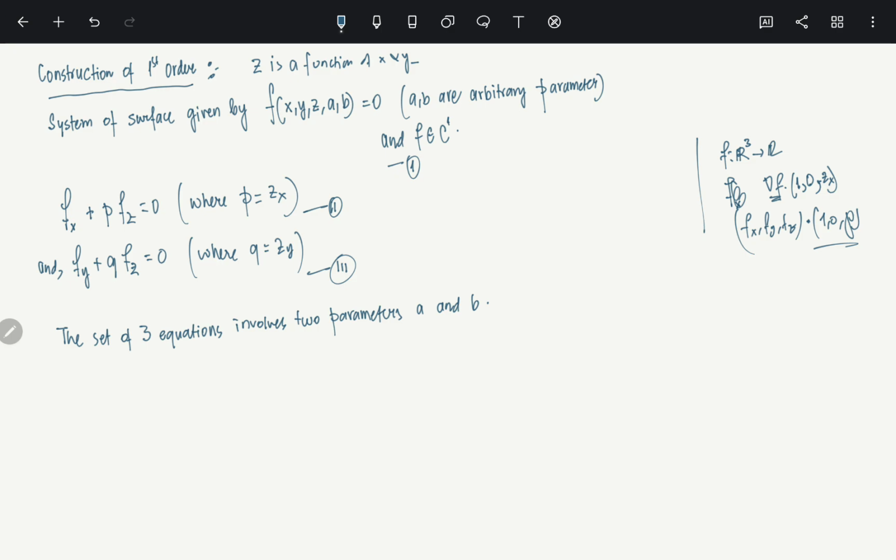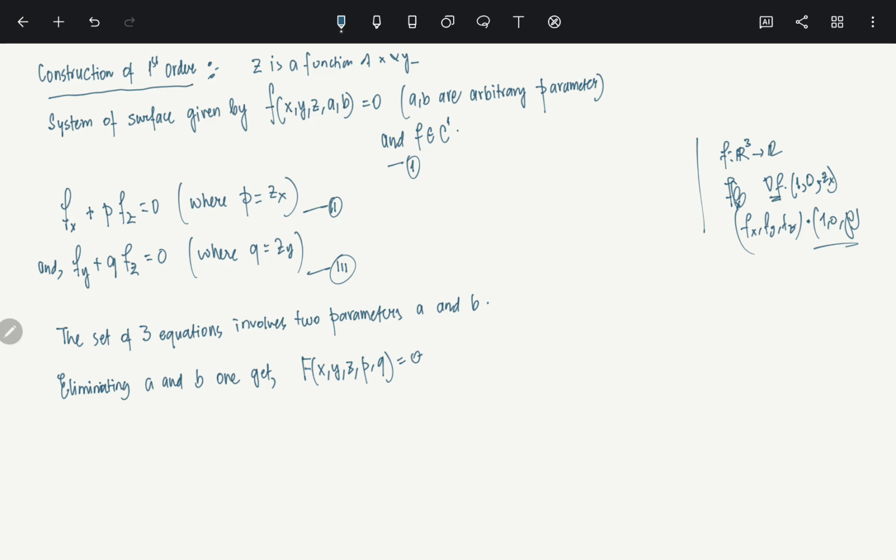So generally what happens is this, I mean, you can actually eliminate those two parameters and then you end up with some equation. So eliminating a and b, one gets a relation like this: f of x, y, z, and then p, q equals 0. I hope you understood what's happening, right?